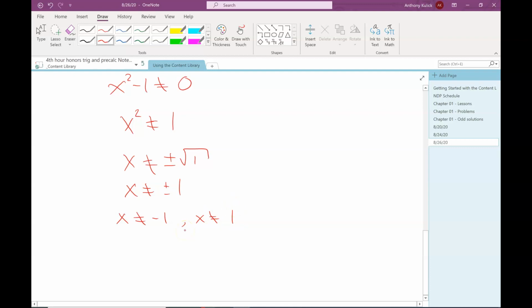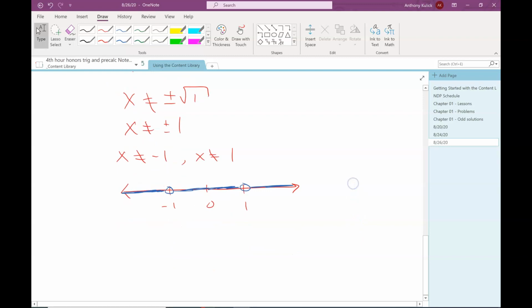To imagine this as an inequality, maybe it's easiest to look at this on the number line. So on the number line, we have everything up to -1 is covered, but not -1. Everything from -1 to +1 is covered, but not +1. And then everything after +1 is covered. Is that clear as to what I did here?